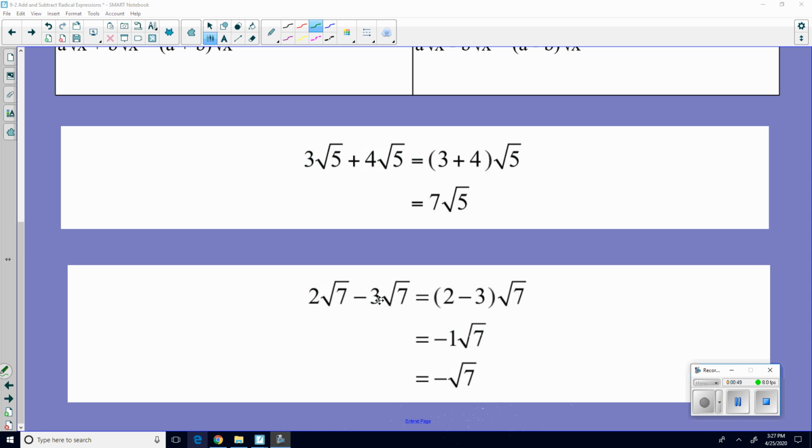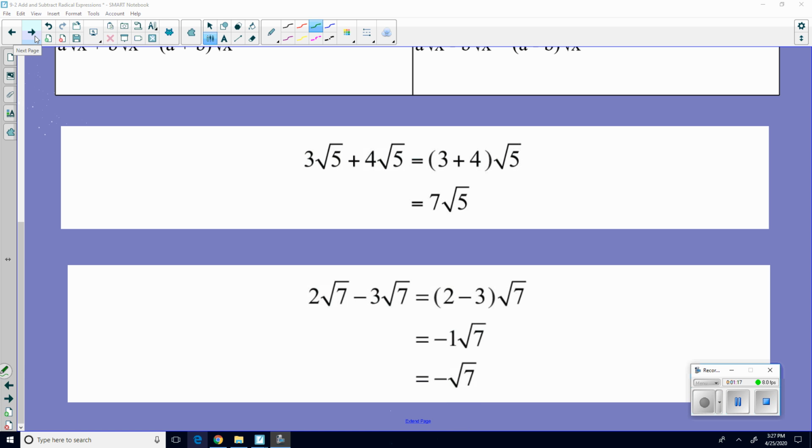Also, I can subtract. And I have 2 minus 3, both with a square root of 7. So I can take that 2 minus 3, which gives me negative 1. And my square root of 7 stays the same. And note, you can write it as negative 1 on the outside, or it can simply be just a negative square root of 7. If there is no number outside here, it is implied that it's a 1. Now, if you want it to be a negative 1, there does need to be a negative sign. But if there's no number, no negative, it's implied that it's a 1.